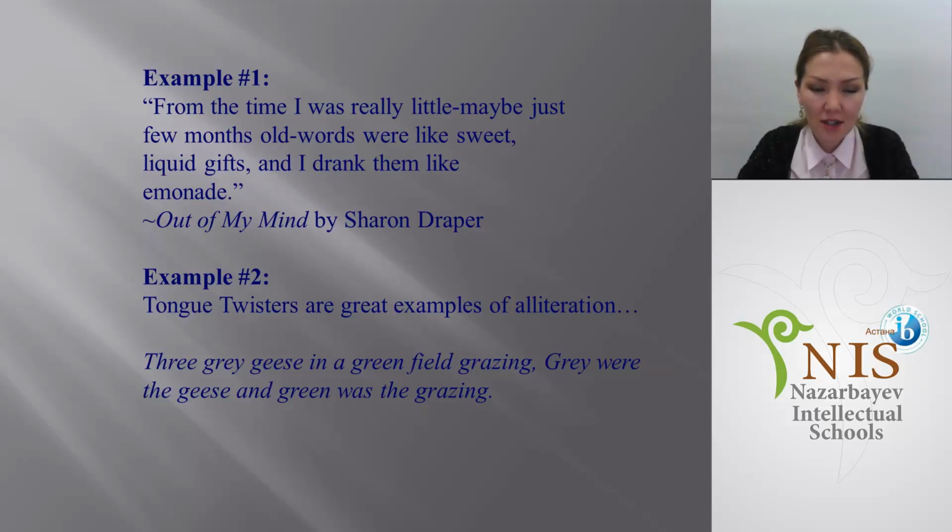Example 2. Tongue twister, a great example of alliteration. Three gray geese in a green field grazing. Gray were the geese and the green was the grazing. So this is a clear example of using alliteration.